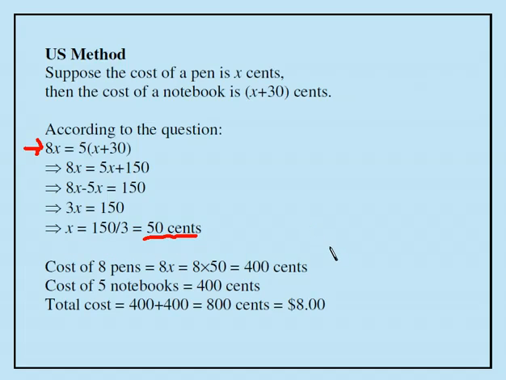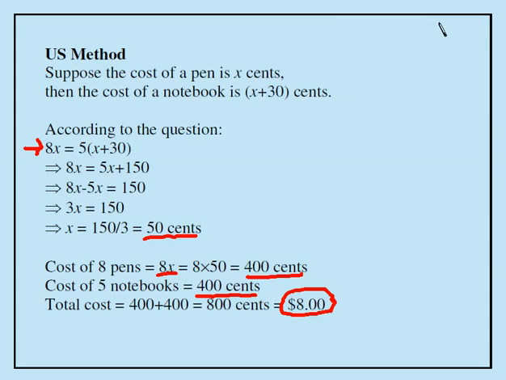Now, I am supposed to find the total amount of money Jeremy spent. So let's find out how much he spent on 8 pens. The cost of 8 pens is 8x, and x is 50. So we replace x with 50, and we get 8 times 50, or 400 cents. We know the cost of 5 notebooks should also be 400 cents. So the total cost has to be 400 plus 400, or 800 cents. So that's the answer, $8 or 800 cents.